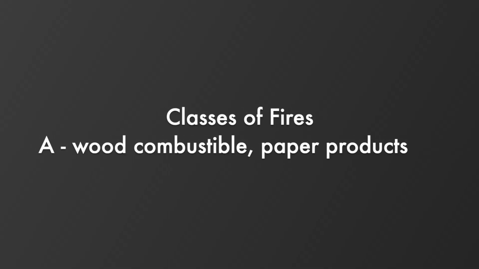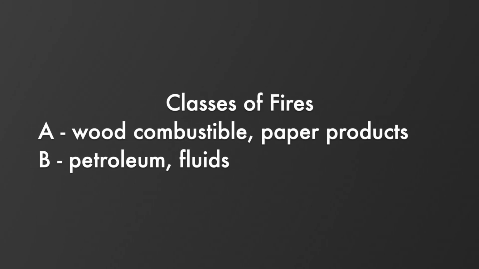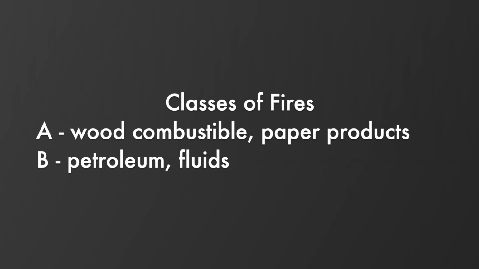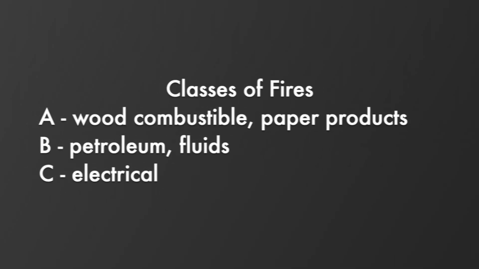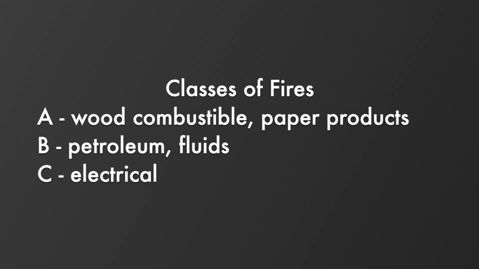Class A fires are the normal wood, combustible, and paper products. Class B fires are petroleum or fluid-based products that are burning. Class C fire is an electrical fueled fire, which means that it's something that has an electric ignition source that has gotten hot, and the insulation or things around the electricity itself have gotten hot and started to combust.